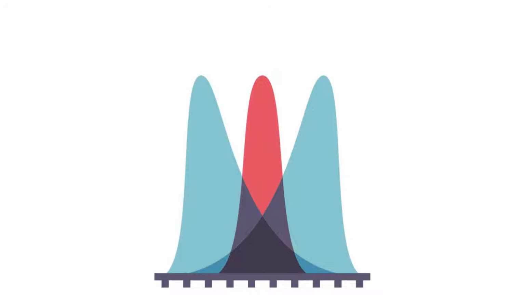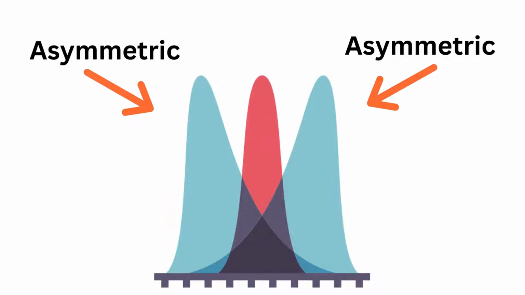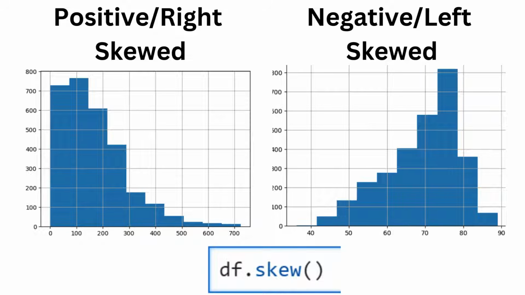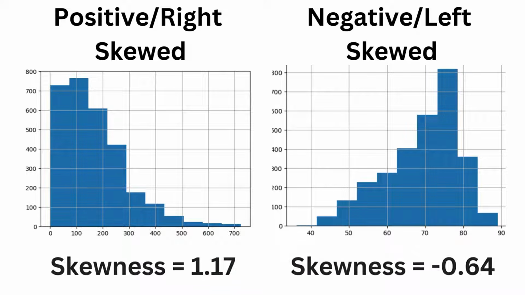Let's talk about skewness. It measures how asymmetrical the distribution of your data is. If your data has a positive skew, it means the tail is longer on the right, while negative skew means the tail is longer on the left. We can calculate the skewness using the skew method. A skewness of 0 means your data is perfectly symmetrical. Higher positive values mean the data is skewed to the right, and lower negative values mean the data is skewed to the left. This skewness is caused by the outliers.